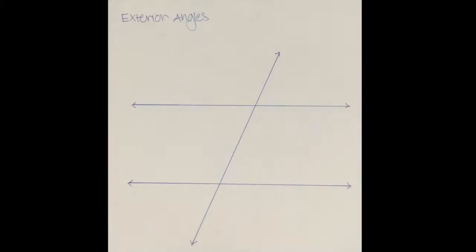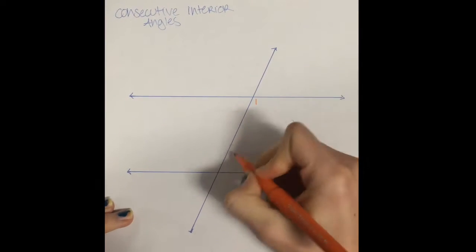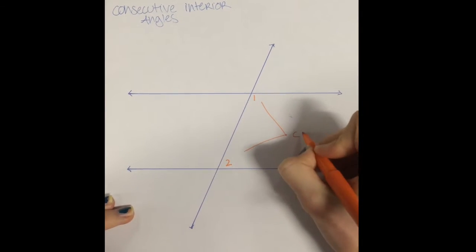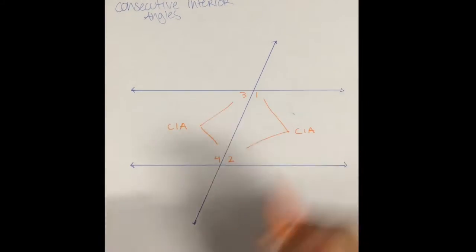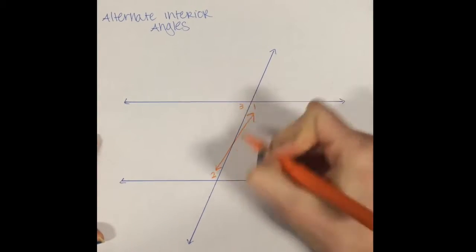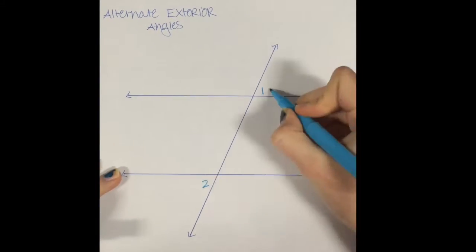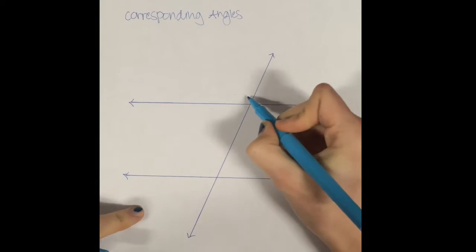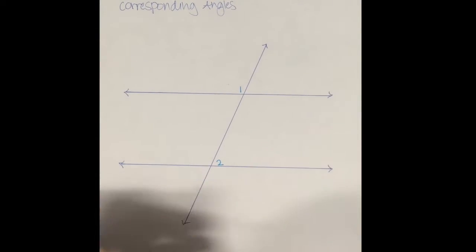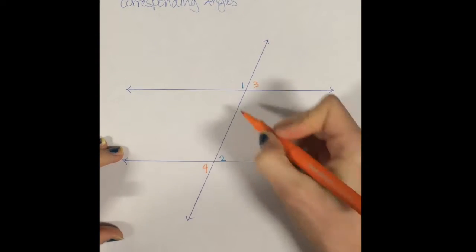Interior angles are on the inside of the parallel lines. Exterior angles are on the outside of the parallel lines. Consecutive interior angles are interior angles that lie on the same side of the transversal. Alternate interior angles are non-adjacent interior angles on opposite sides of the transversal. Alternate exterior angles are non-adjacent angles that are on opposite sides of the transversal. Corresponding angles lie on the same side of the transversal and the same sides of the parallel lines.